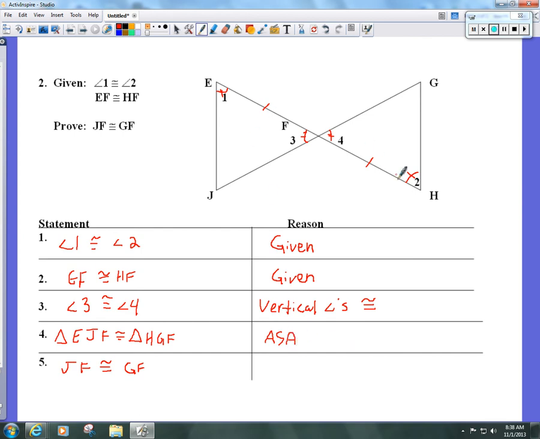And since I know that these triangles are congruent, that means side JF must be congruent to GF, because corresponding parts of congruent triangles are congruent. That means all the parts are congruent. I can even assume now, since I proved that these triangles are congruent, that angle J and angle G also have to be congruent, but that won't really help me with my proof. So I can stop here. I know that JF is congruent to GF because of CPCTC. And again, that stands for corresponding parts of congruent triangles are congruent.